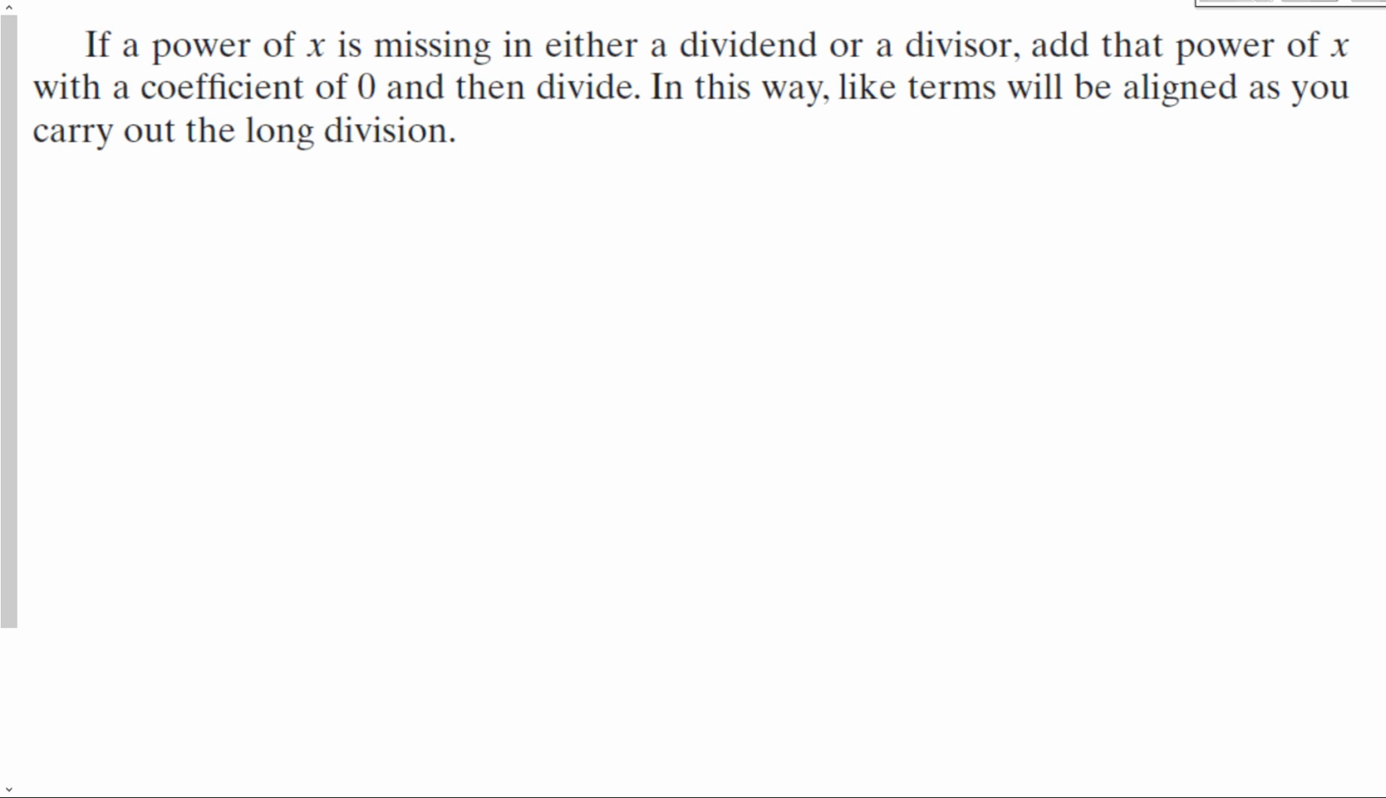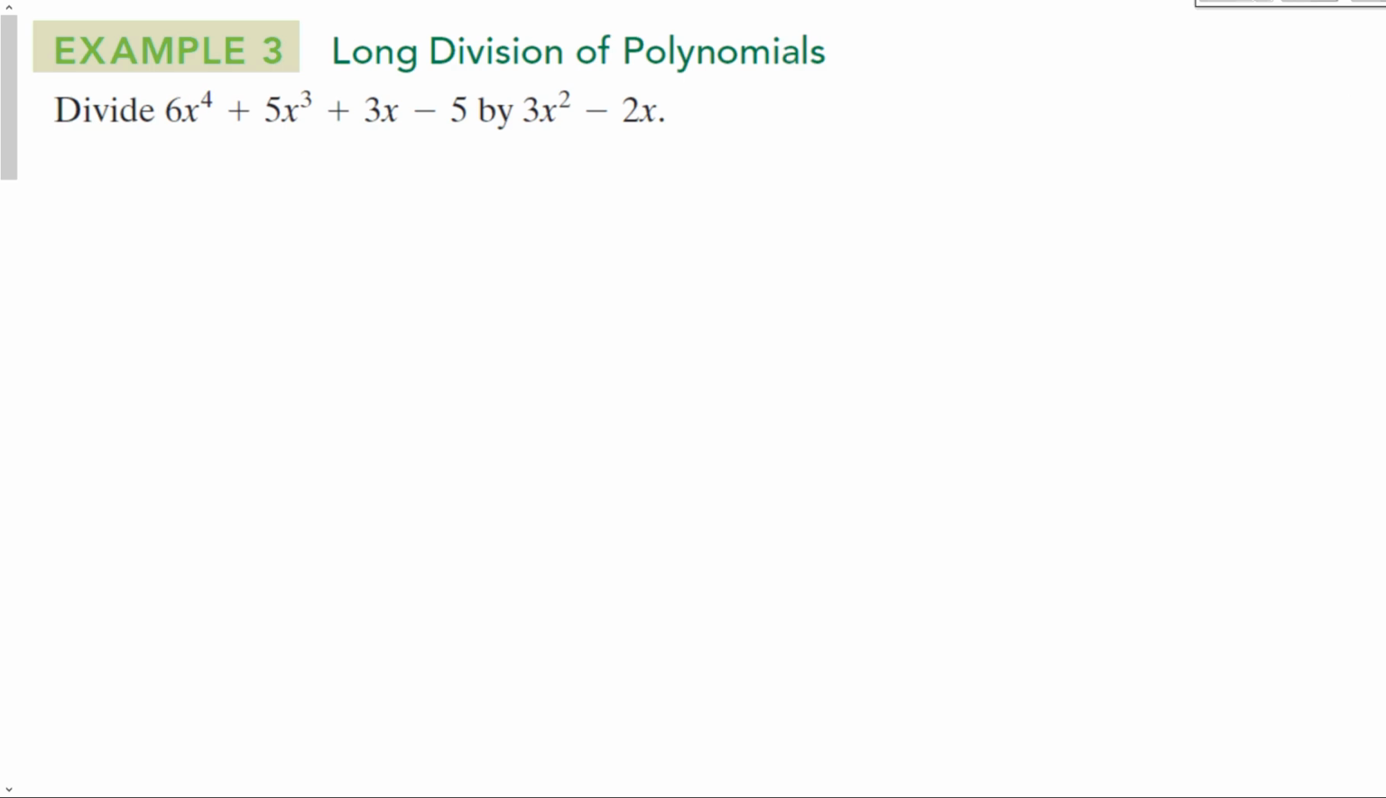If a power of x is missing in either the dividend or the divisor, add that power of x with a coefficient of 0, then divide. In this way, like terms will be aligned as you carry out the long division. So, that means that if we have this, as I'm looking at this expression, I notice a couple things. X to the fourth, x to the third. There is no x squared. There is no constant term. Okay, so when we do this, in order to keep everything aligned, you should put missing zeros into the problem.